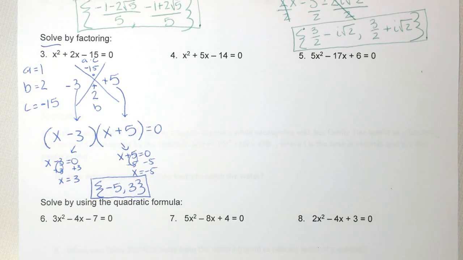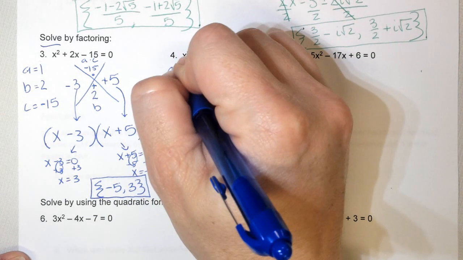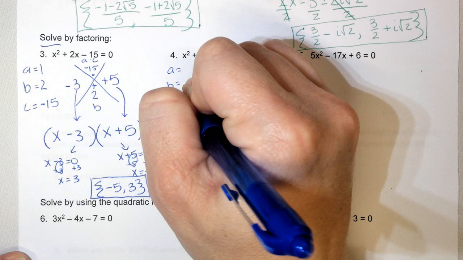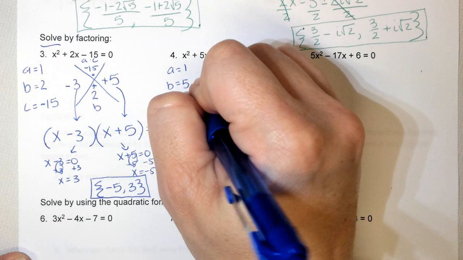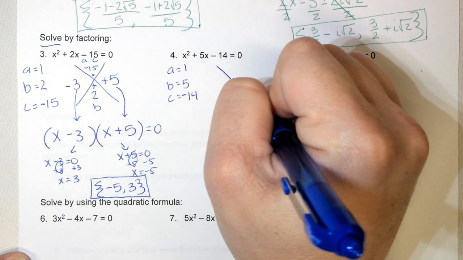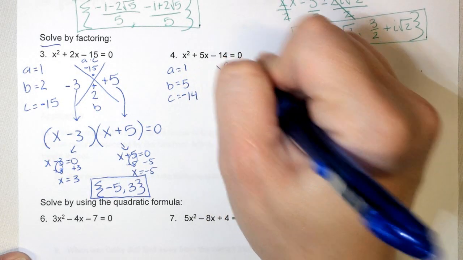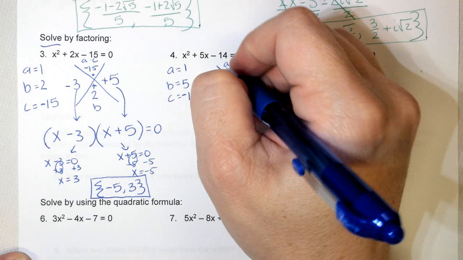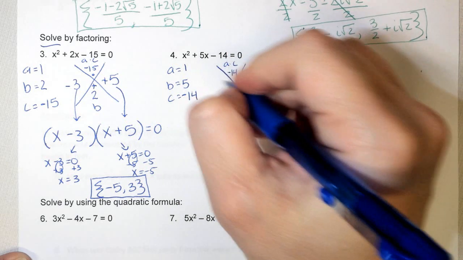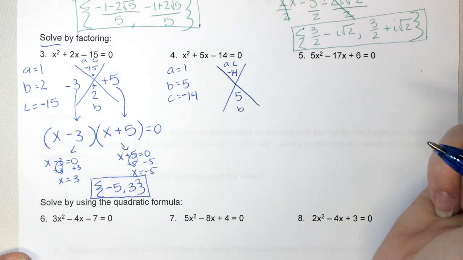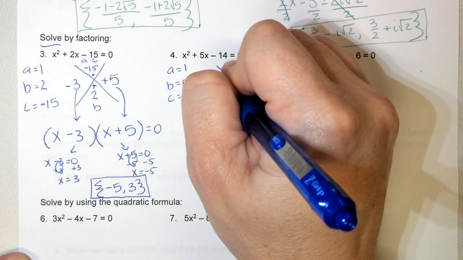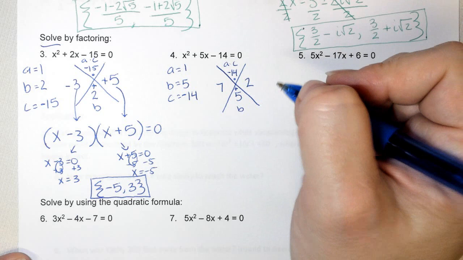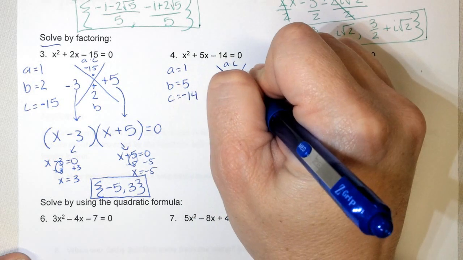So number 4 is similar, just different numbers. A is 1 again, so we have A, B, C. A is 1, B is 5, C is negative 14. So A times C on top, B on bottom. A, 1 times negative 14, is negative 14. B is 5. So it's going to be what multiplies to give you negative 14 and adds to give you 5, which is going to be 7 and 2. And you're going to have a positive 7 and a negative 2.